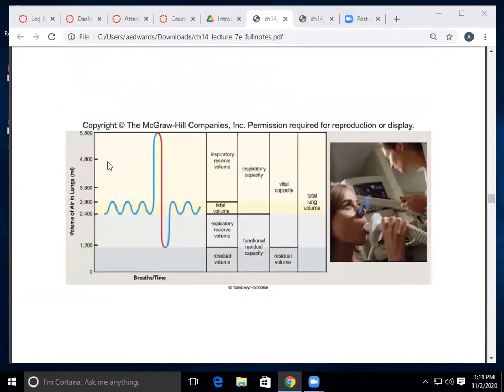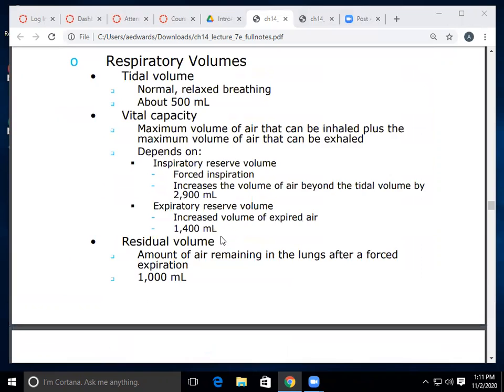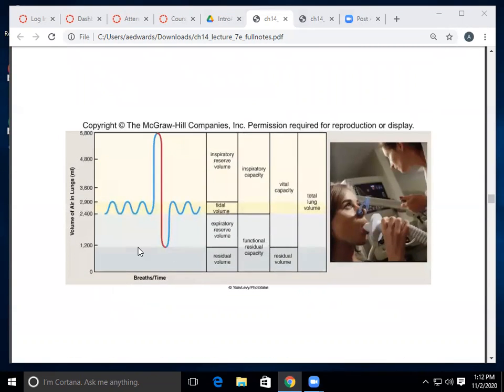So if you go back up, here's your inspiratory reserve volume, forced inhalation. Here's your expiratory reserve volume, that's forced exhalation. Your residual volume is the amount of air that you have left in your lungs after your forced expiration. It's around 1 liter. So you don't force all the air out. You still leave about 1 liter of air in your lungs, and that's this area right here. So normal tidal volume, forced inspiration, forced expiration. What's left? Residual volume.